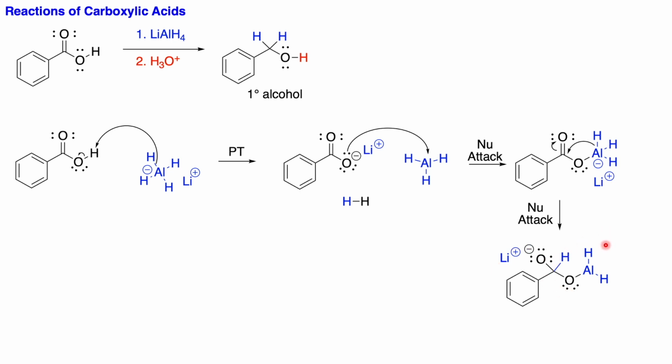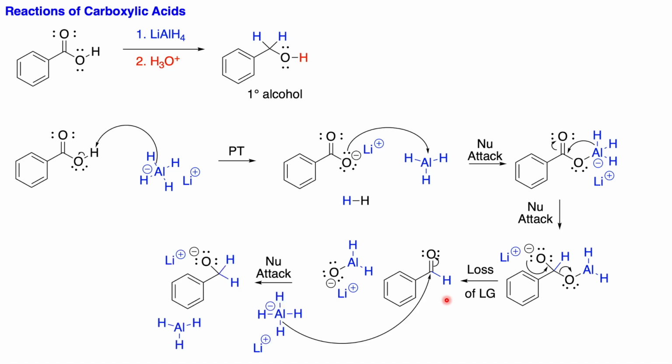This oxygen-bearing group can now serve as a leaving group under these basic conditions, so we can reform the carbonyl and kick off that leaving group. At this point we have an aldehyde, and we've previously seen that aldehydes can also be reduced by lithium aluminum hydride. So a second equivalent of lithium aluminum hydride can supply a hydride to the carbonyl, moving electrons up onto the oxygen and forming the tetrahedral intermediate.